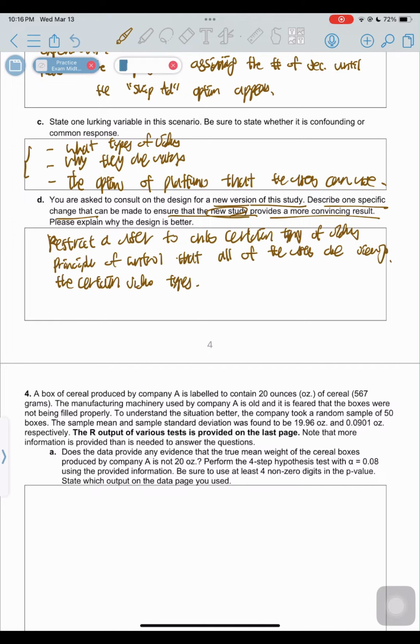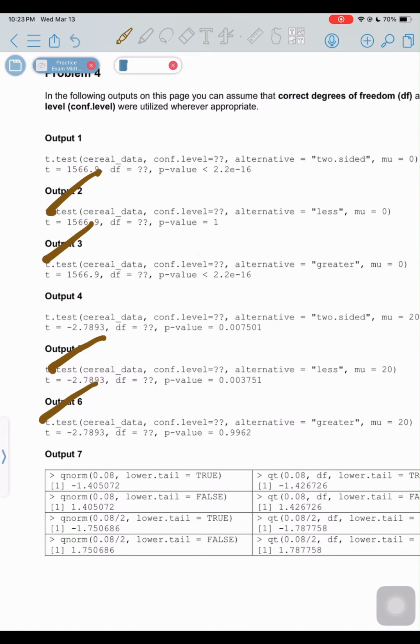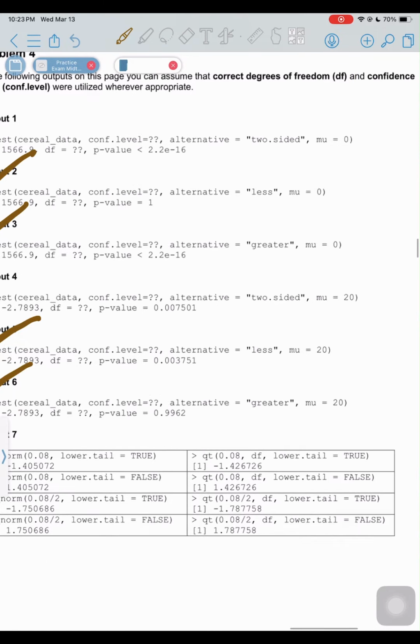Okay, and then using that we have to get the test statistic, DF, and p-value, right? So let's look at our output now. So 1, 2, 3, 4, 5, 6. Since this is not less or greater, that means not output 2 or 3. And 5 and 6 are also not right. So it's going to be either 1 or 4. That's good to know. Okay, and then our mu value is actually 20, right? So this is two-sided mu, right? So that's going to make output 4 the right choice.